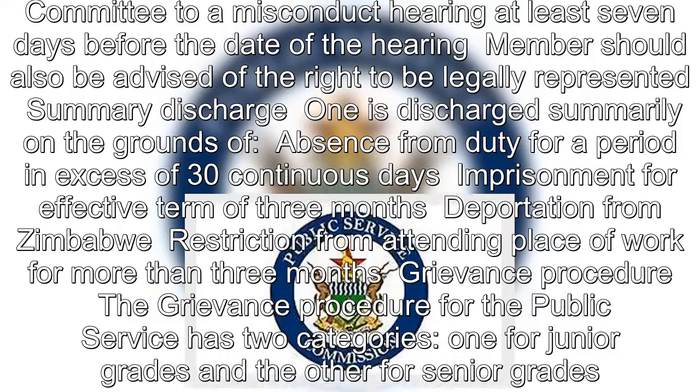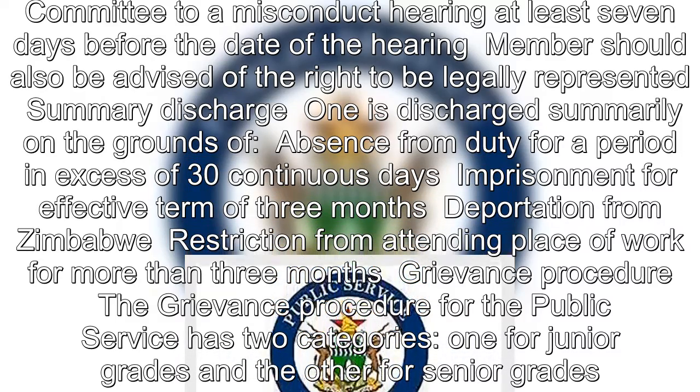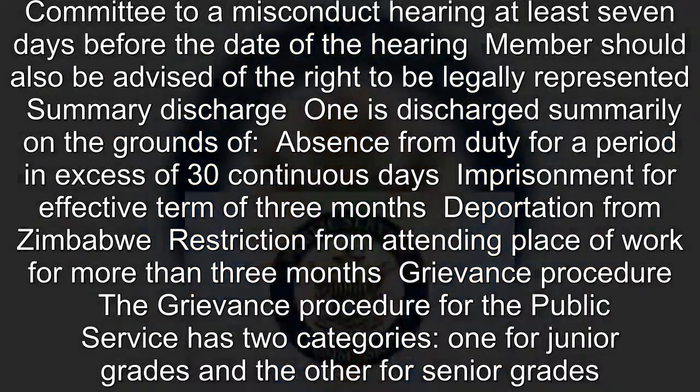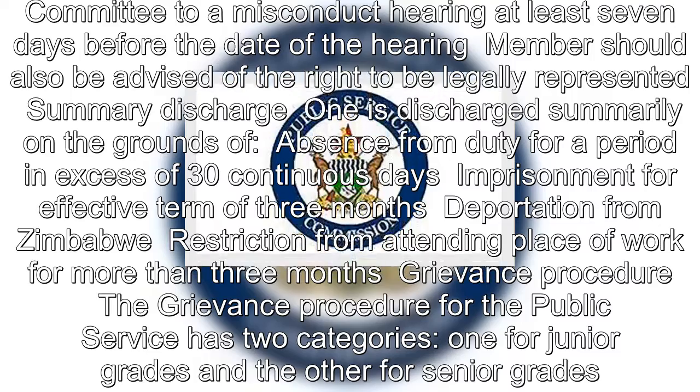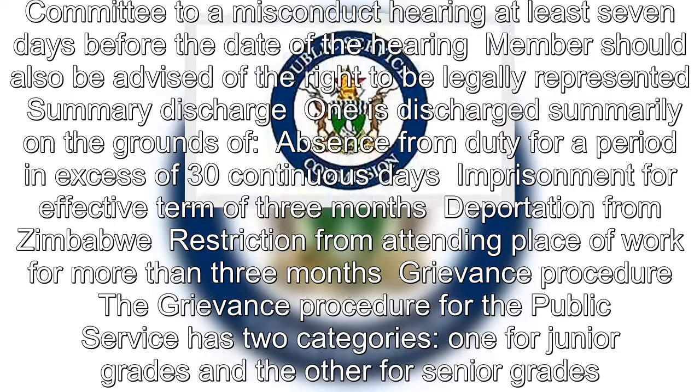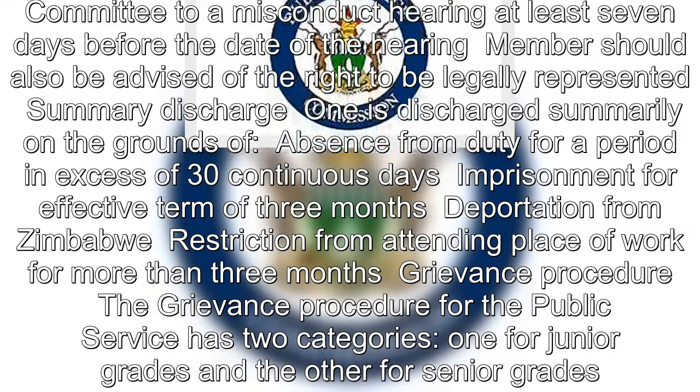Summary discharge: a member is discharged summarily on the grounds of absence from duty for a period in excess of 30 continuous days, imprisonment for an effective term of 3 months, deportation from Zimbabwe, or restriction from attending place of work for more than 3 months.